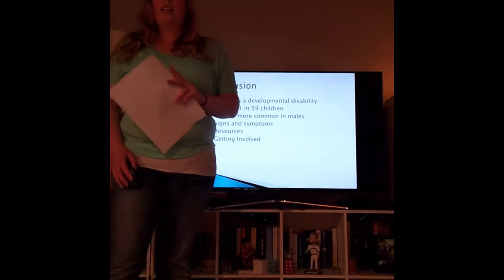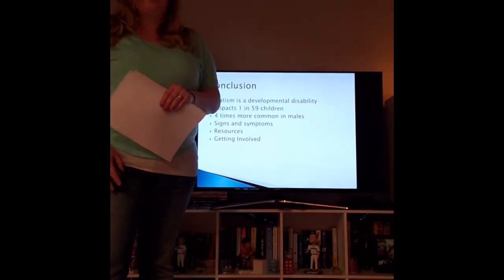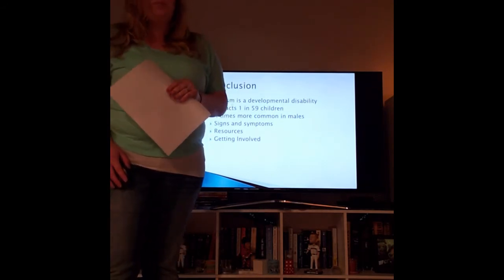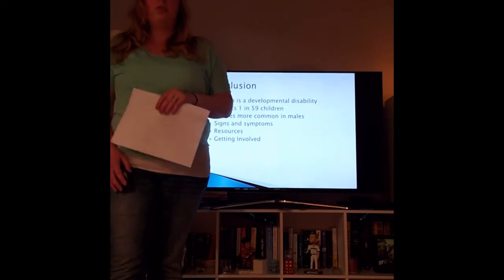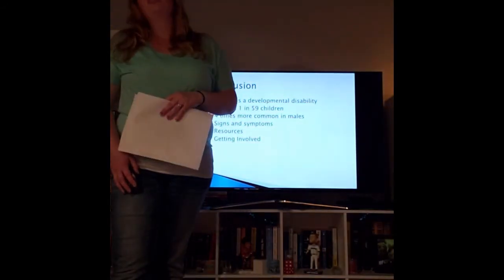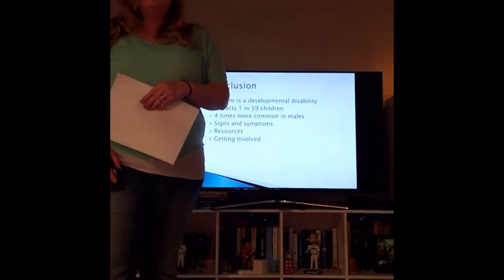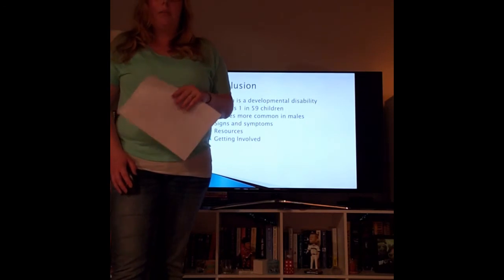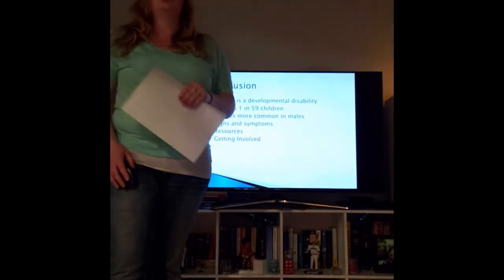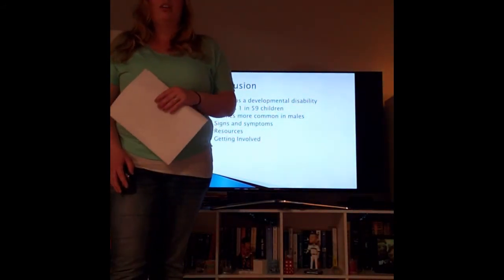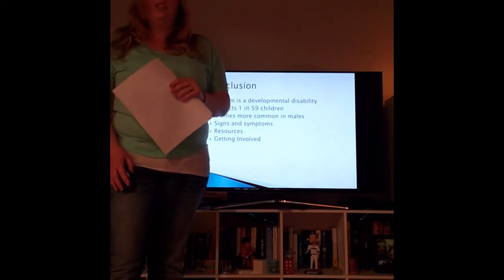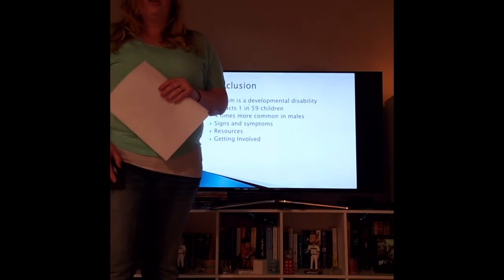Again, the CDC defines autism as a developmental disability that can cause significant behavioral, social, and communication difficulties. It impacts about 1 in 59 children, and it's 4 times more likely to occur in males than it is in females. We looked at the signs and symptoms, and again, they're different for everyone, but early detection is key. So as soon as you suspect that something might be going on, get that child in to speak to a medical professional. Early intervention is so important to long-term outcomes.